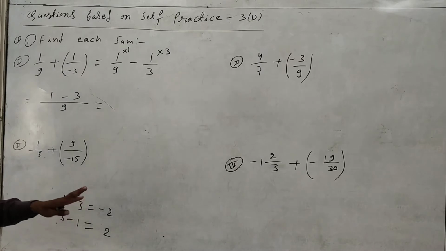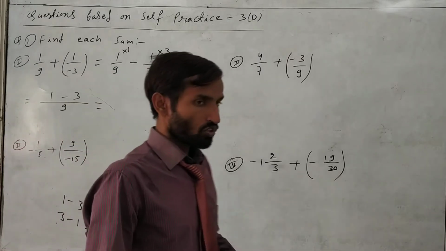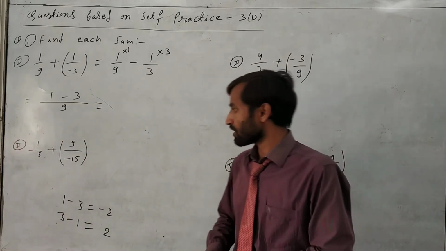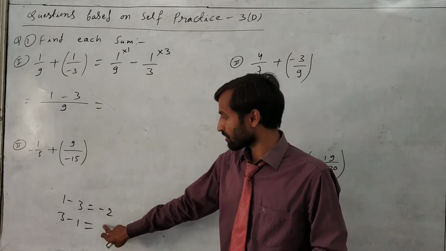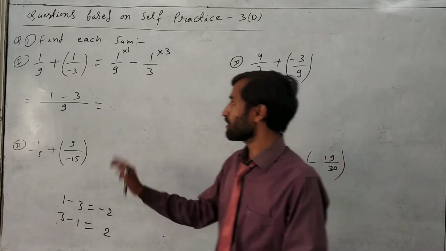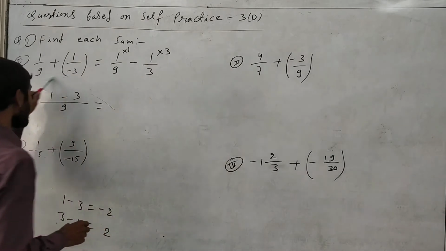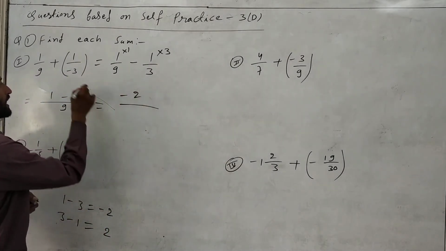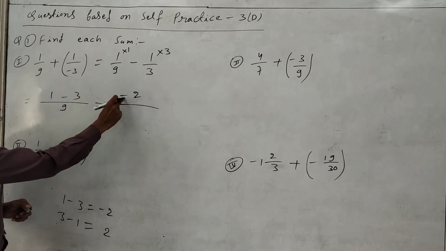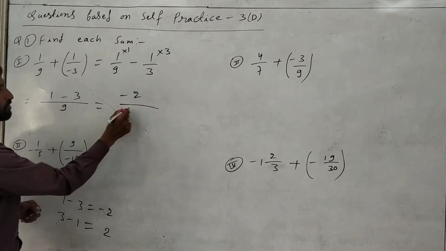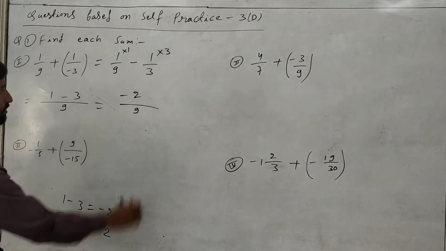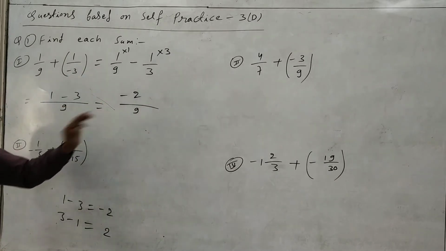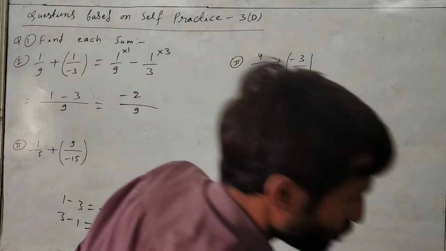So always be careful when doing subtraction. Sometimes students do it wrong and write the other answer, which will be very wrong. So in place of that, you have to write minus 2, because the negative value is more, so the sign will be negative. Now write the numerator and denominator. So the final answer is minus 2 upon 9. Like that, we have to solve the next question also.